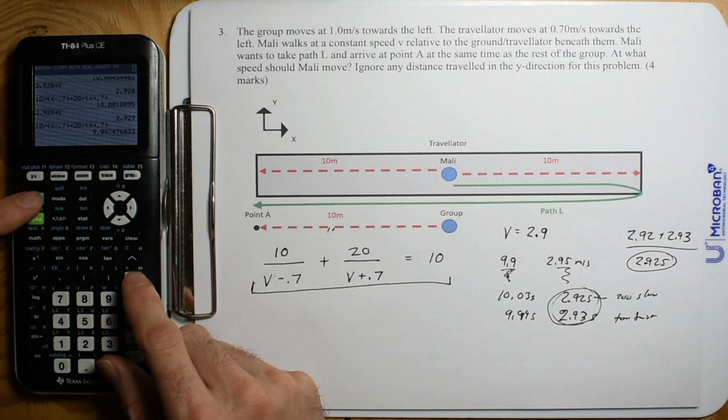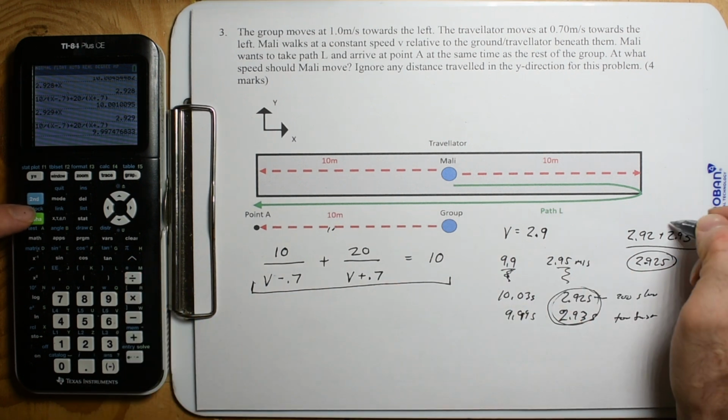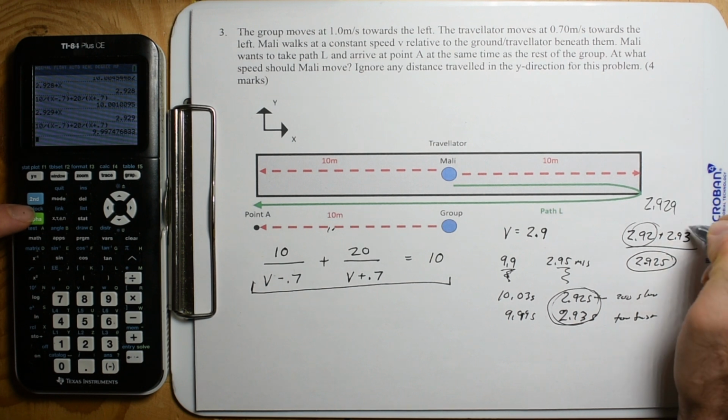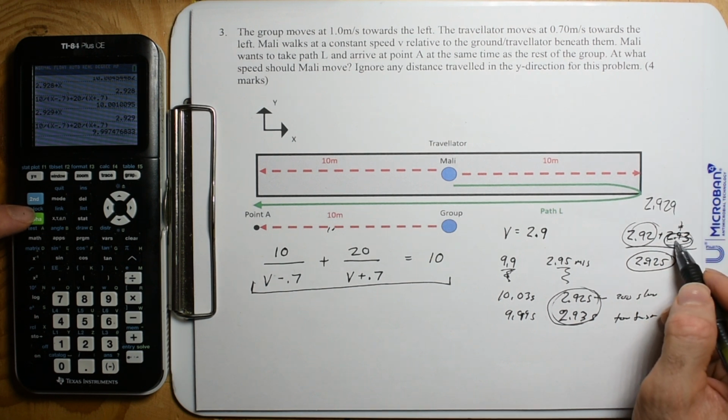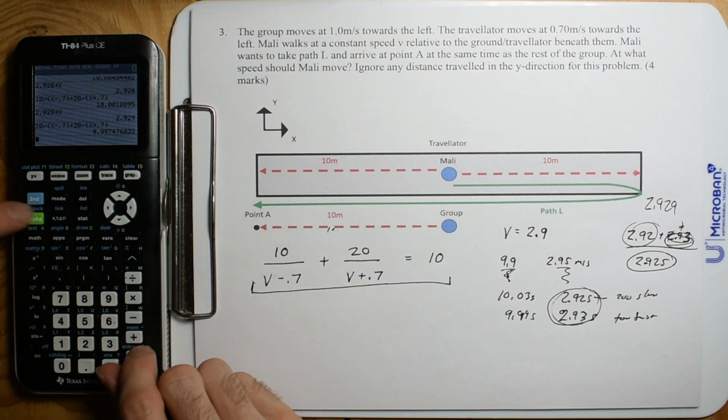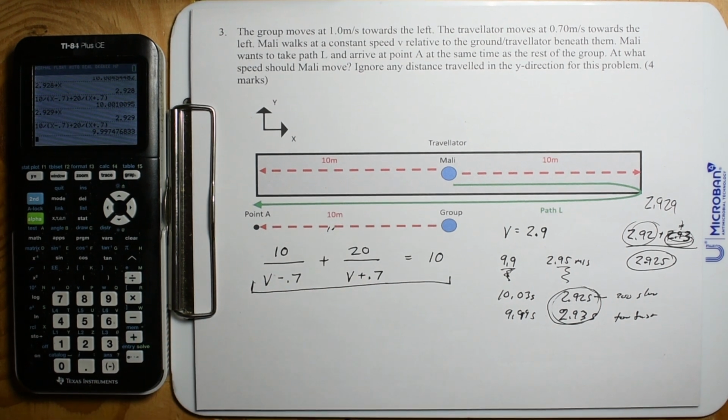Whoops. All right, so hell yeah. It wasn't close to that. It was close to 2.929. It was actually closer to 2.93. Okay, hell yeah. And I find it fascinating to do this technique.